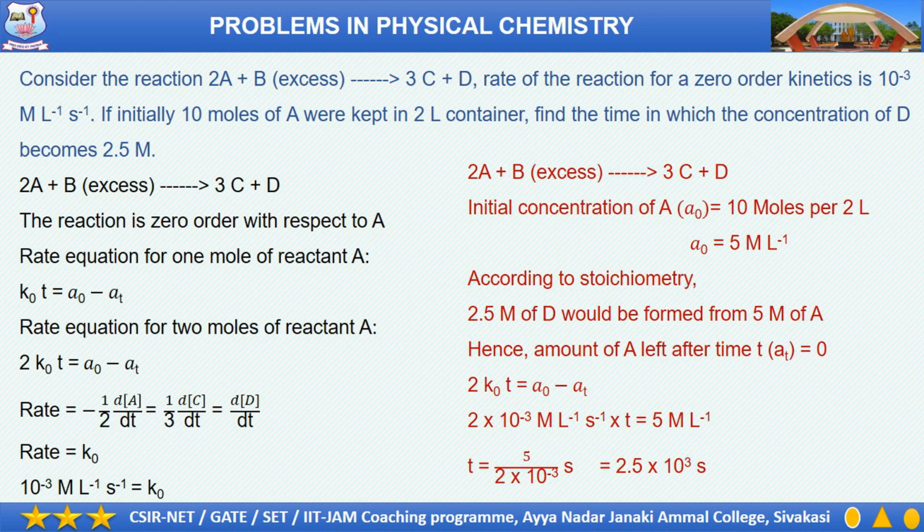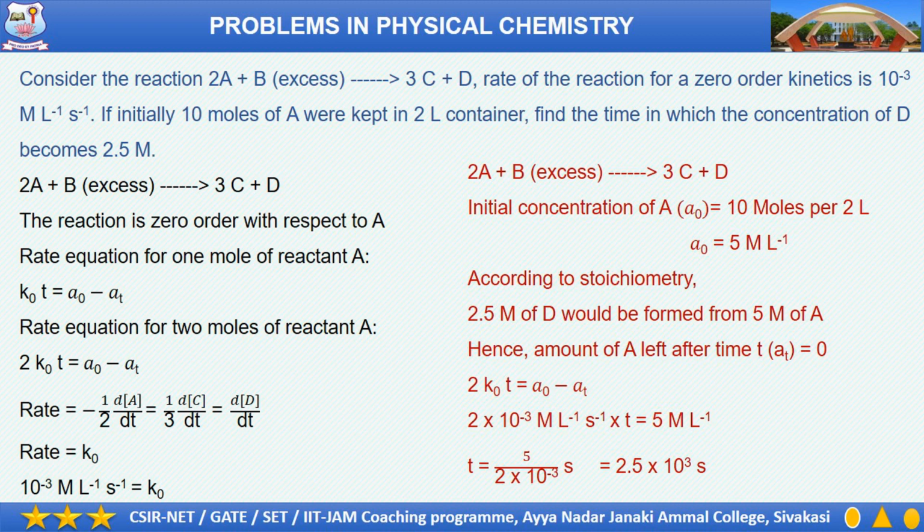And here I look at the stoichiometry of the equation: 2A plus B giving 3C plus D. Here B is taken in excess. Whenever one of the reactants is taken in large excess, the concentration change is negligible. We can consider it as a constant. Therefore, with respect to B, it is Ostwald's isolation method. It is a constant, we will take it outside. Therefore, now the order of the reaction is zero order with respect to A.